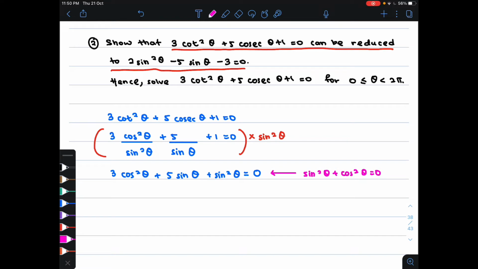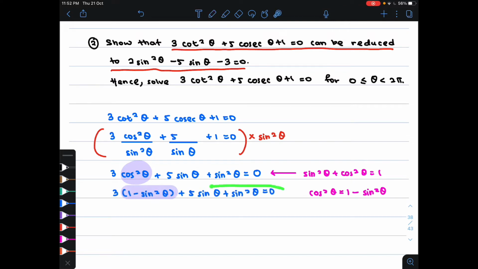So we will use the identity sine squared theta plus cos squared theta equal to 0. So do we need to change cos squared theta or sine squared theta? Look at your final answer. Final answer should only have sine theta only. Therefore, this one here should only have sine theta only, and hence we need to change cos squared theta in terms of sine squared theta. I made a small mistake there. It's supposed to be equal to 1. So cos squared theta is 1 minus sine squared theta.